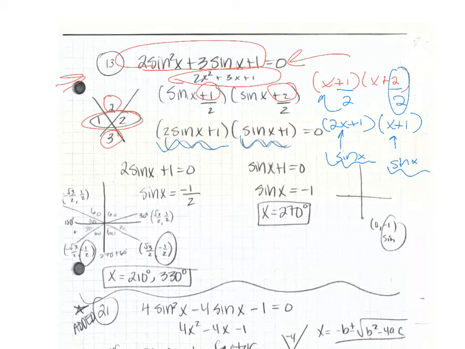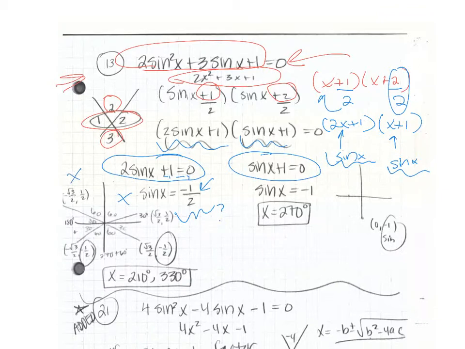You set each factor then equal to 0 and solve. So when we subtract 1 and divide by 2, we get -1/2. So on the unit circle, where is sine -1/2? Well, not in the first quadrant, not in the second quadrant. In the third quadrant, you have a sine of -1/2 right at this spot.